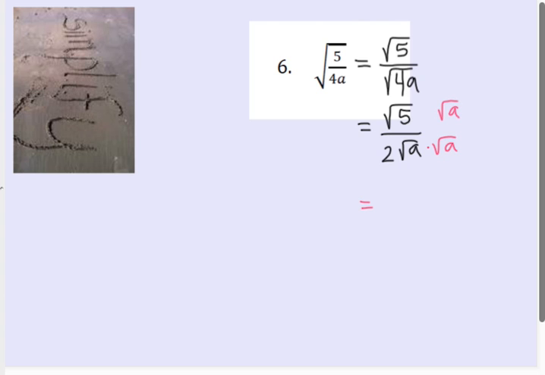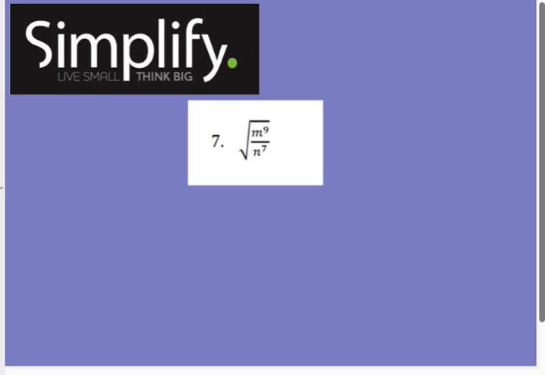Well, underneath my radical in the numerator, I would have 5 times a. No perfect squares there. A times a would be a squared. The square root of a squared would be a. So I have 2a in the denominator. Okay. There is 6.